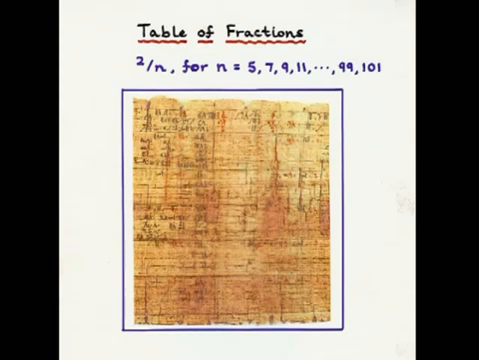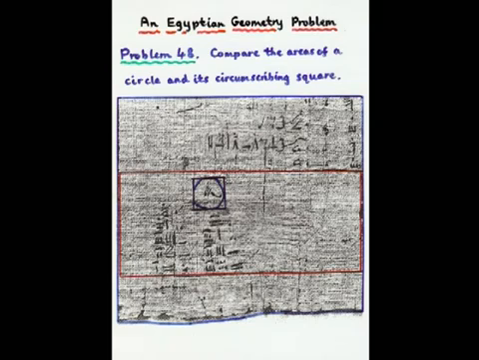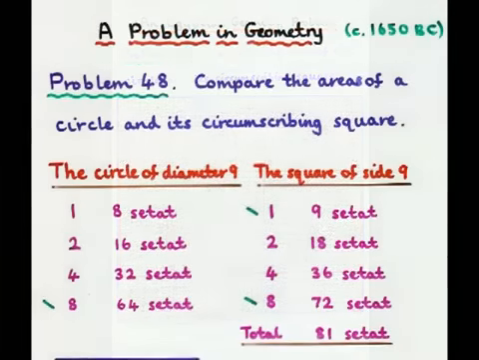A rather different type of problem they looked at involves the area of a circle. Problem 48 asks the scribe to compare the areas of a circle and its circumscribing square. So that's the portion of the papyrus, and here is the problem. To compare the square and the circle, first of all, you start with the square, and they chose a particular length of side.